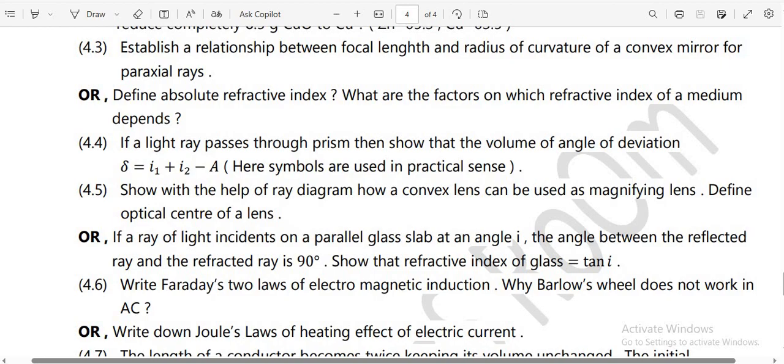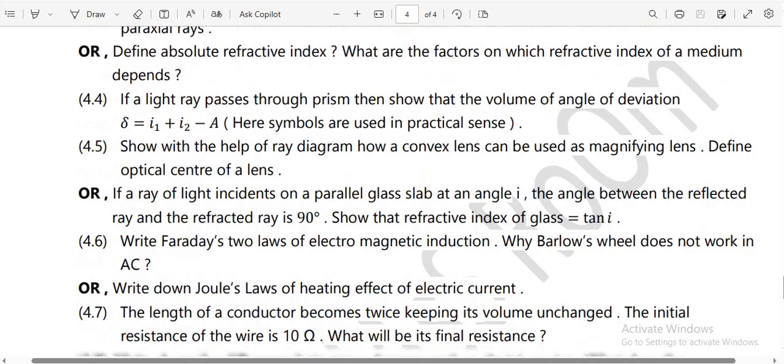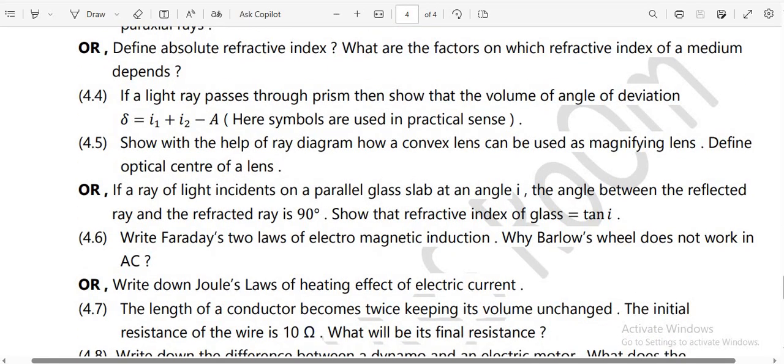Next question, 4.6 Write Faraday's 2 laws of electromagnetic induction. Next question, why does Barlow's wheel not work in AC? 4.6 Or write down Joule's law of heating effect of electric current.